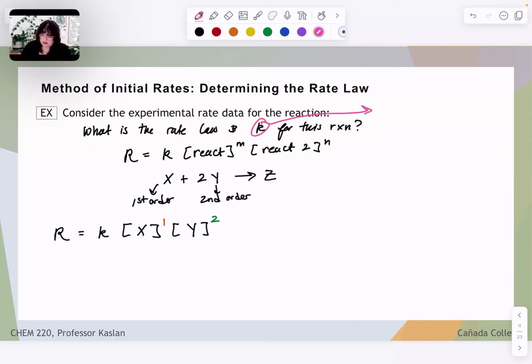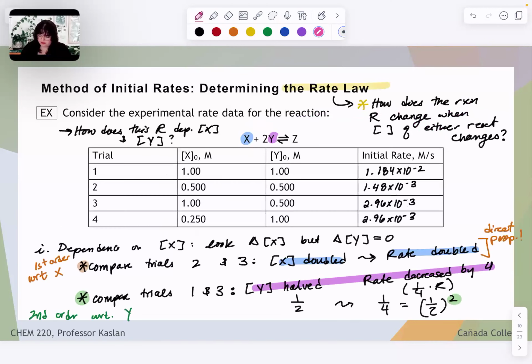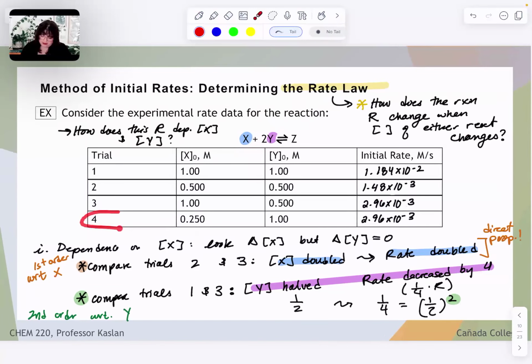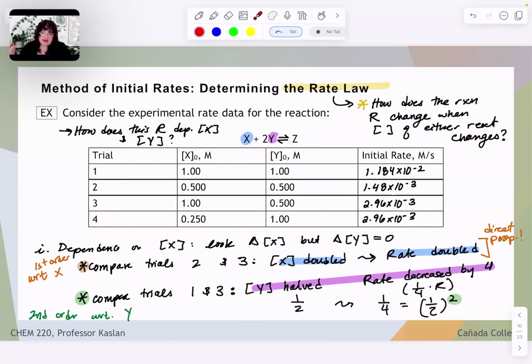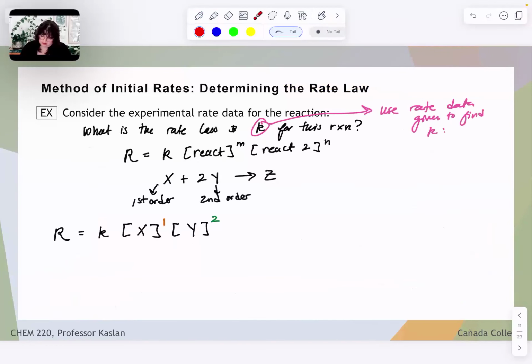what we need to do is use the rate data given to find k. So normally you would do this for all trials and then average it. We're going to just choose one trial. So since we've already looked at trials 1 and 2 and 3, let's perhaps look at trial 4 just because we haven't used it yet.